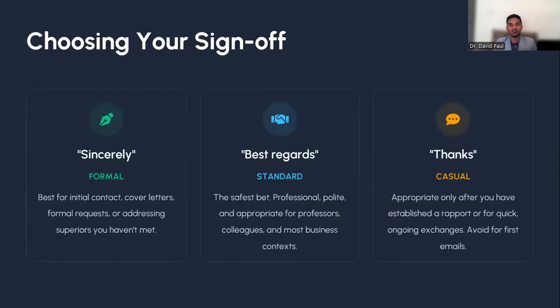Choosing your sign-off. Always use "Sincerely" if it's a formal email. That's best for initial contact, cover letters, formal requests, or addressing superiors you haven't met. Secondly, "Best regards". This is the standard closing, the safest bet: professional, polite, and appropriate for professors, colleagues, and most business contexts. Third, just "Thanks", which is a casual one, appropriate only after you have established a rapport or for quick ongoing exchanges. Avoid it for first emails and professional emails.